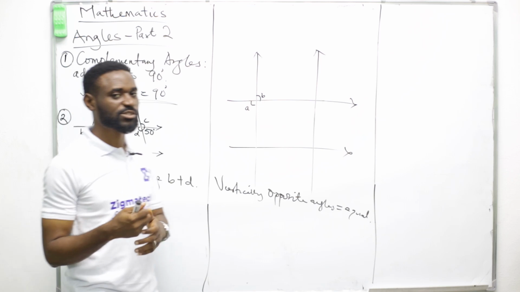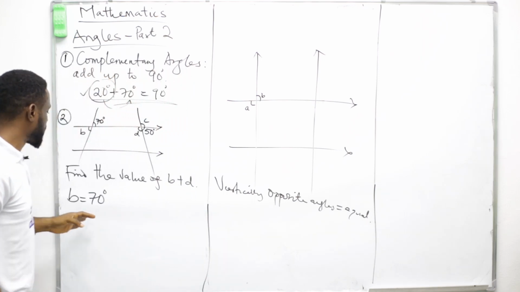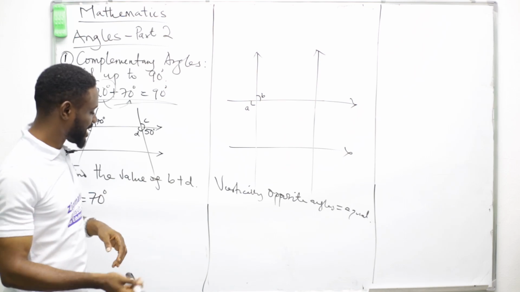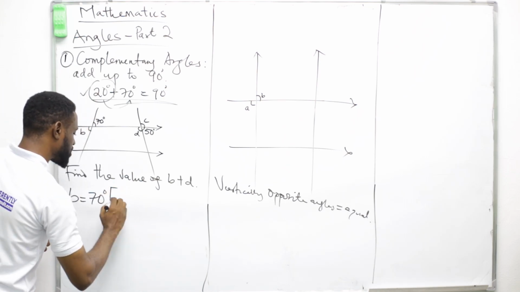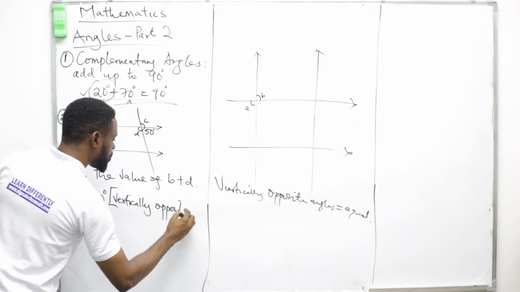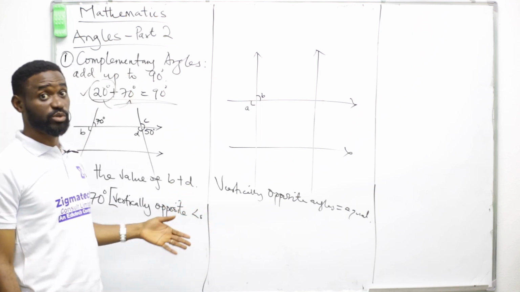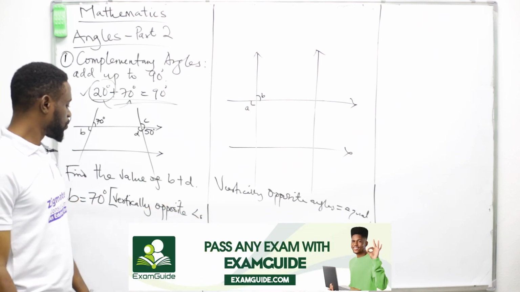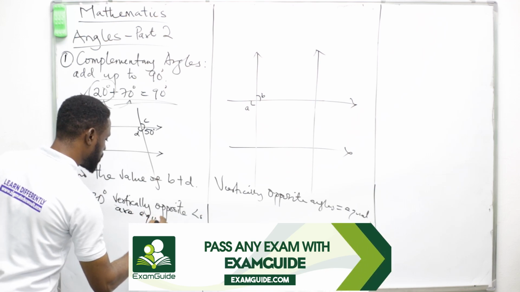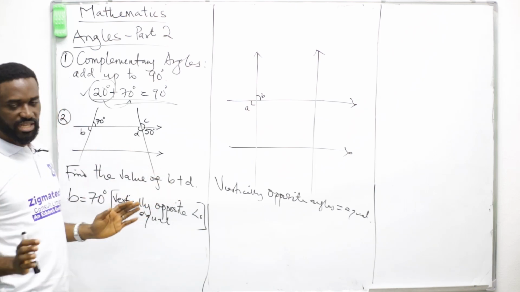Now, in mathematics, when you are solving angle questions and you give an answer to a particular angle that is asked for, you must give the reason why that answer is there. You put it in brackets and say because vertically opposite angles are equal. Can you remember this symbol of angle? When we treated angles, I told you there are some symbols we use. So if I do something like this, it means angles. So vertically opposite angles are equal. So we have confirmed the value of B. That is the first thing there.